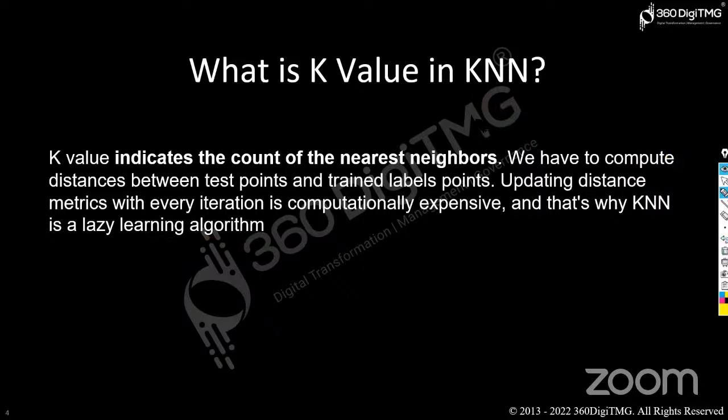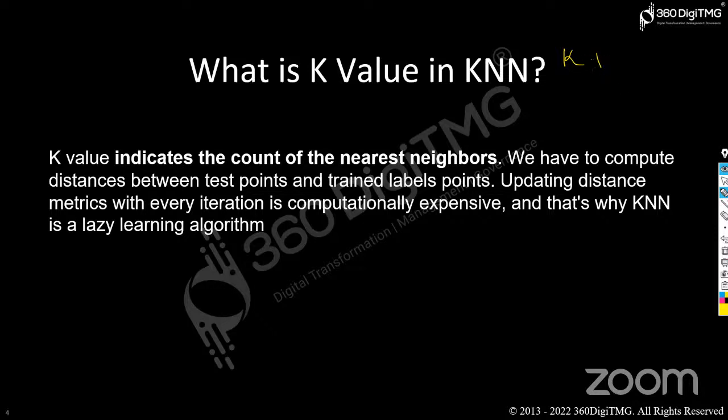So what happens if your k is equal to 1? In KNN, an object is classified by the plurality vote of its neighbors, with the object assigned to the class most common among its k nearest neighbors. K is a positive integer, which will typically be small. If k is equal to 1, then the object is simply assigned to the class of that single nearest neighbor.